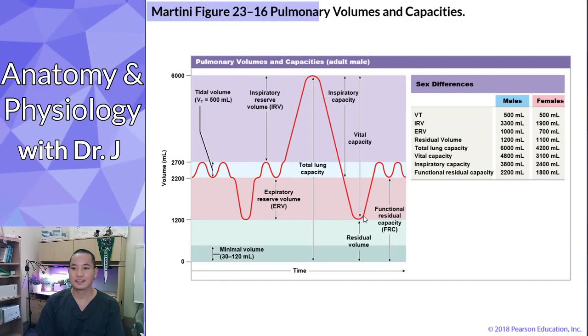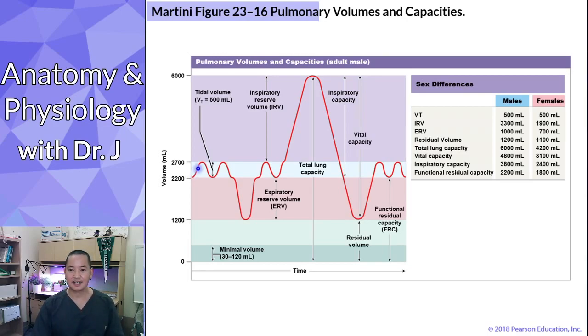Okay, so then let's talk about pulmonary volumes and capacities. This is a summary of all the volumes and capacities, and what's happening here is that your lungs have volume, and here it's increasing in volume. By increasing in volume, this means this person is inhaling, and when it decreases in volume, that means you're collapsing the lungs, this person is exhaling.